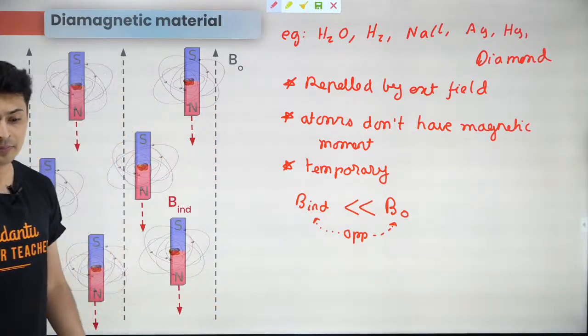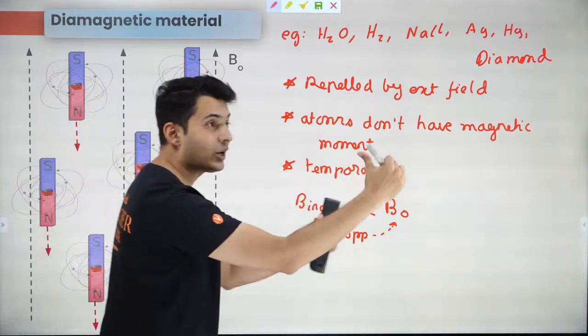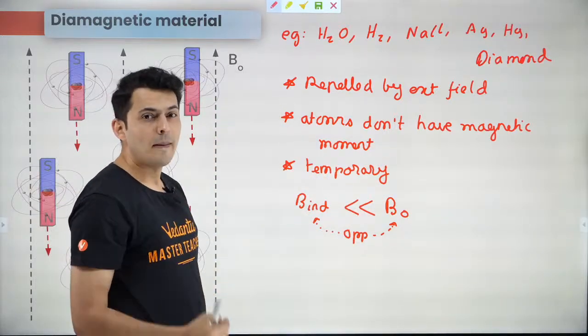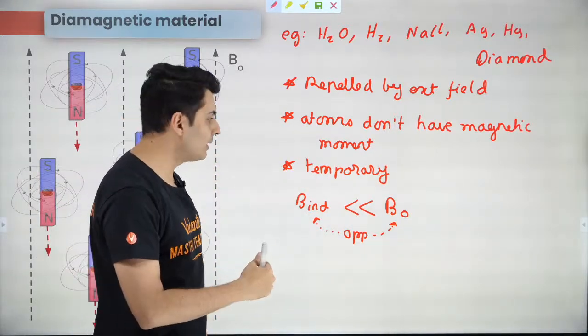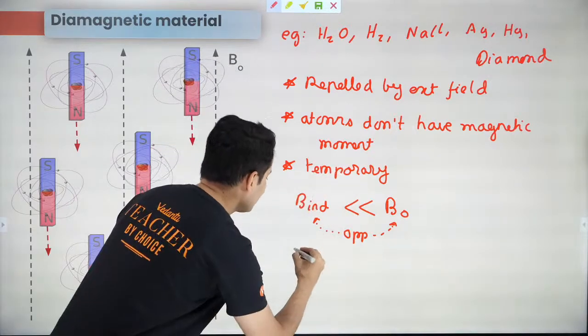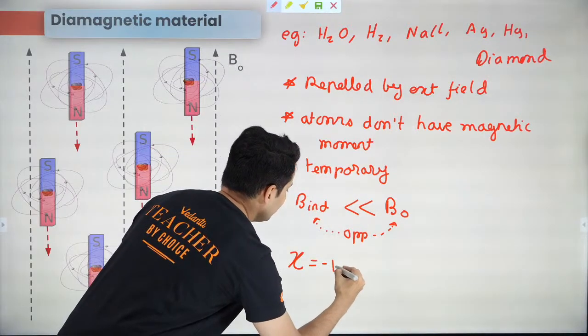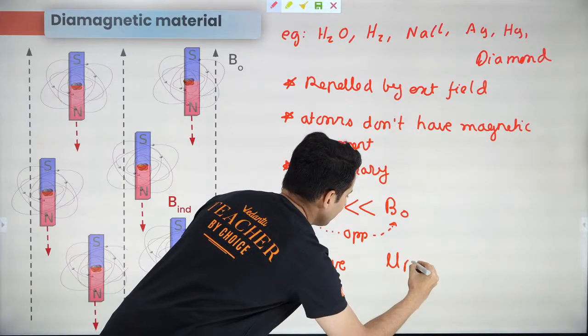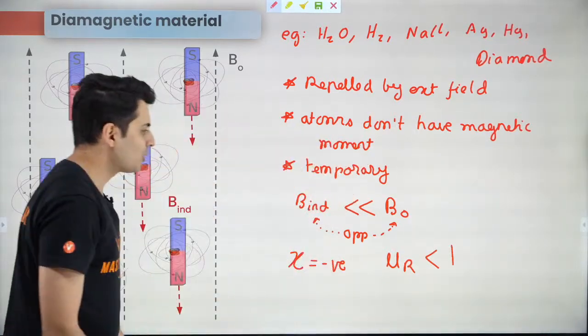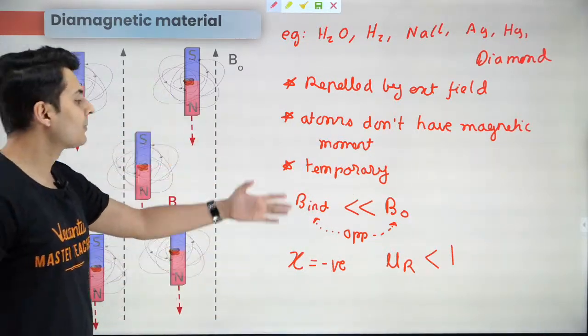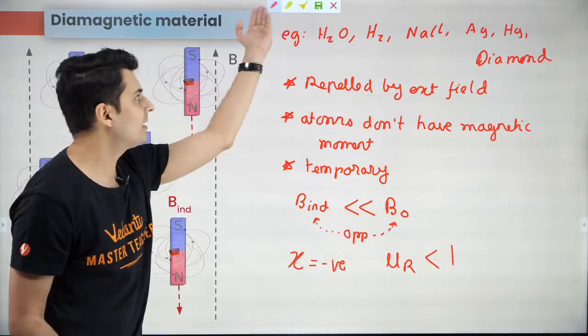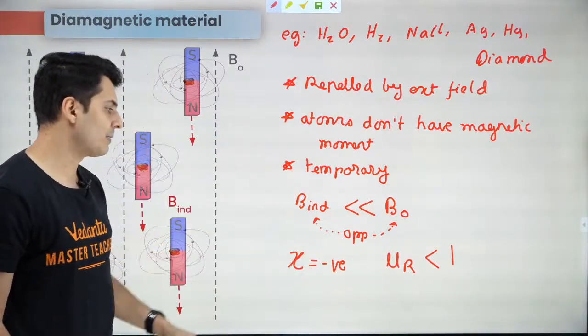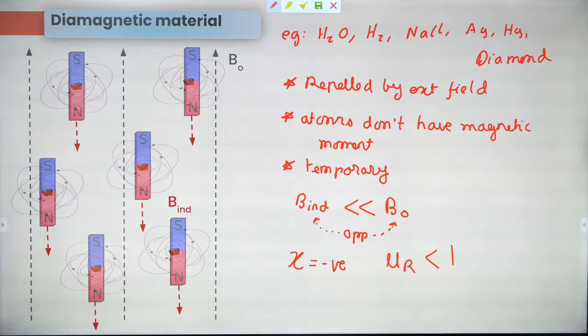That's very important. And the last thing, because they are opposite, remember I told you about relative permeability and susceptibility. We just did a problem on that. Susceptibility is negative and relative permeability is less than 1. So those people who are asking, sir, whose relative permeability is less than 1? These are the materials which behave in this manner. I hope this is clear.